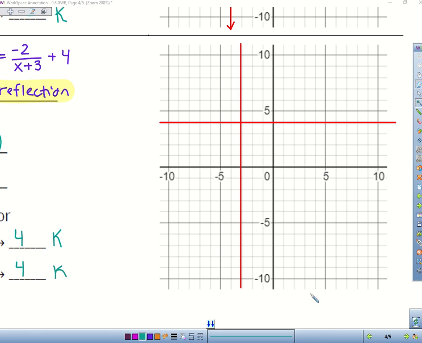So to plot these is going to be at -2, -2. Or no, sorry, -2, 2. -2, 2. There we go. -1, 3. -4, 6.